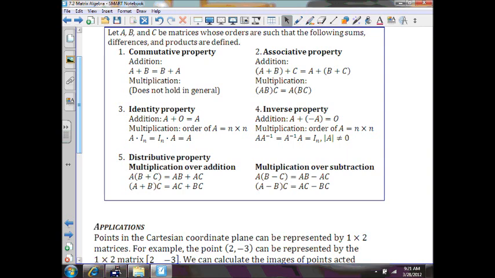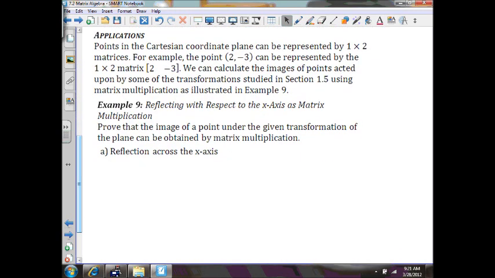Now it does have the identity property, the inverse property, the distributive property, multiplication over division, and multiplication over subtraction. It does follow that. Now here's some application. Here's one application that I work with in example 9. Points in the Cartesian coordinate plane can be represented by 1 by 2 matrices. For example, the point 2, negative 3 can be represented by the 1 by 2 matrix 2, negative 3. We can calculate the images of points acted upon by some of the transformations studied in section 1.5 using matrix multiplication as illustrated in example 9.